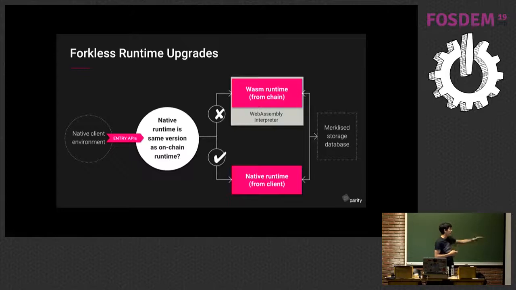If they do match, we'll just run the native binaries because it's a little bit faster. But if it doesn't match, what we'll do is fall back to the WASM interpreter that we created and actually run the WASM runtime and have that power the state transitions of your blockchain.